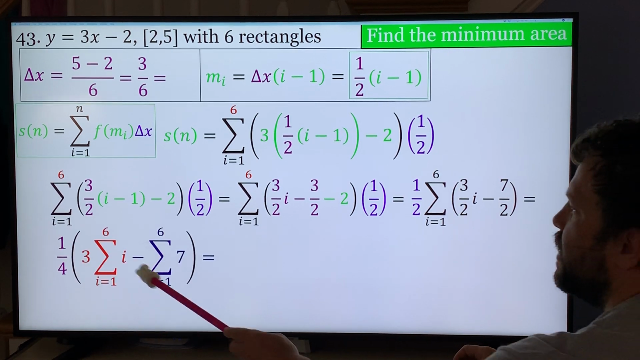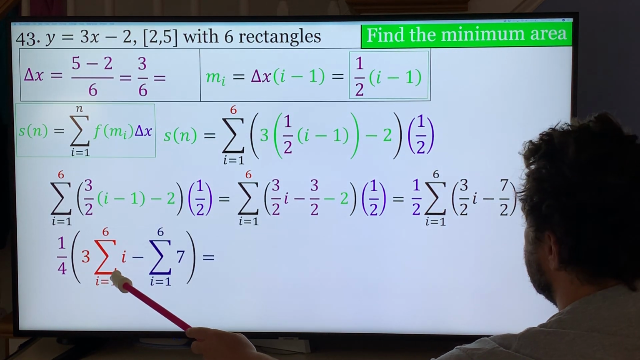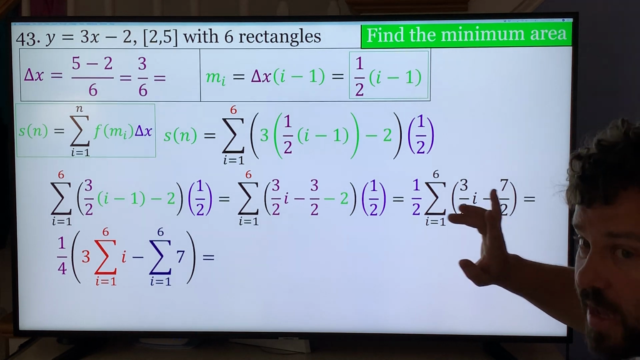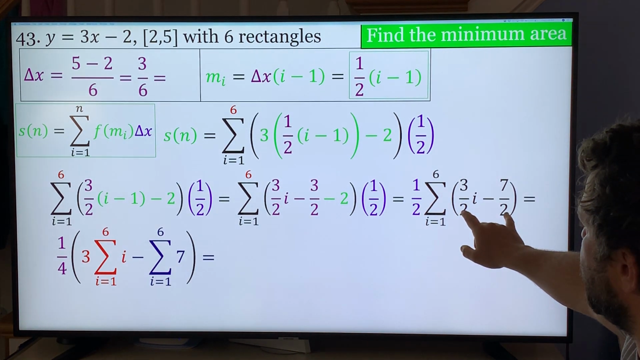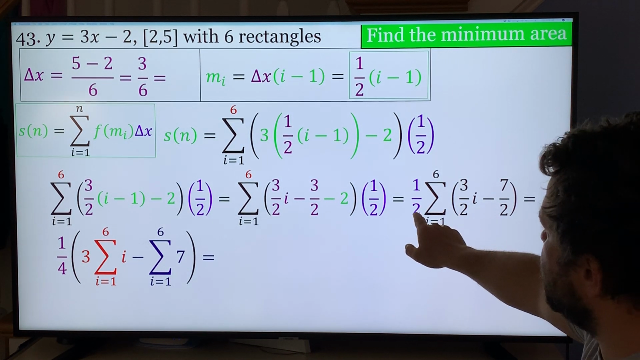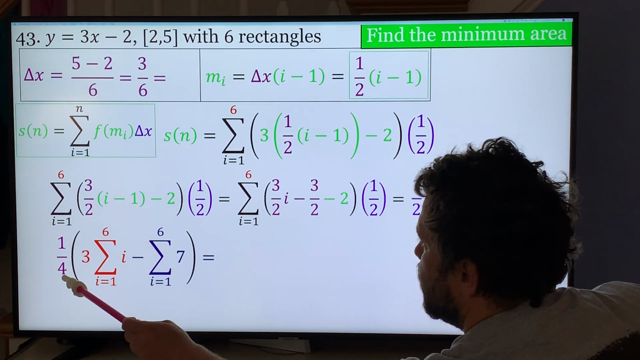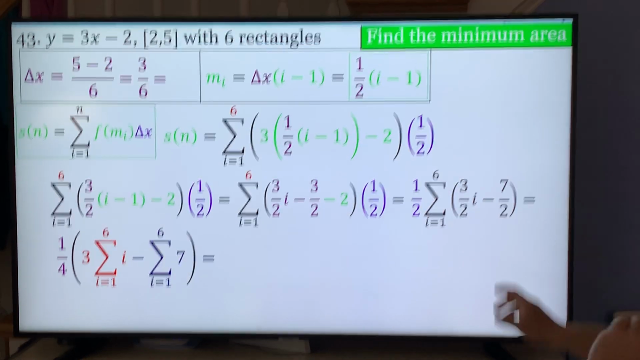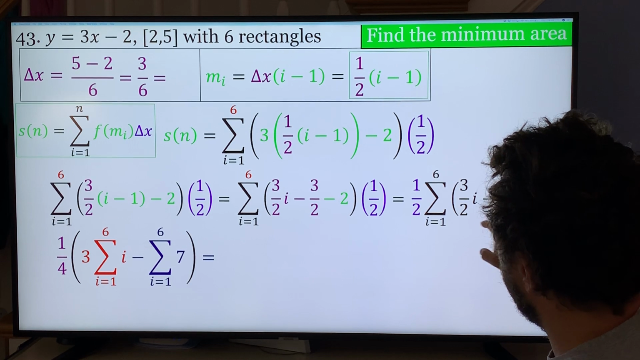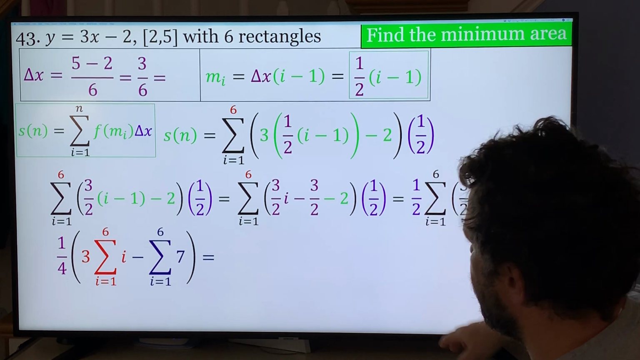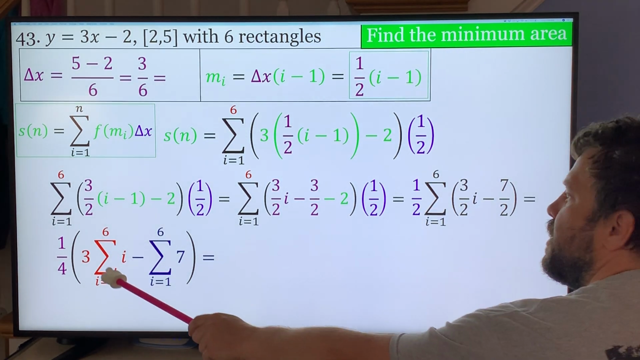Split that. I could divide. You don't have to do this if you don't want. See how they're both divided by 2? I could pull out that 2. Just trying to show you a different way to do this. So I get 3i minus 7, and I pull out the half, and that's a 1/4, since 1/2 times 1/2 is 1/4.